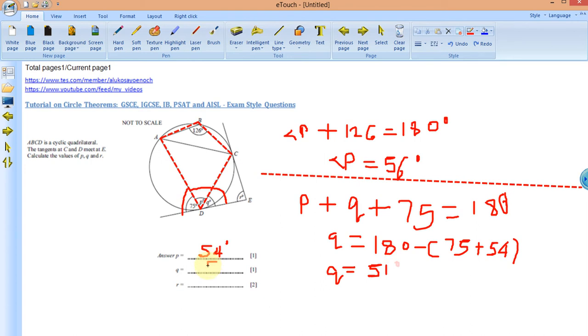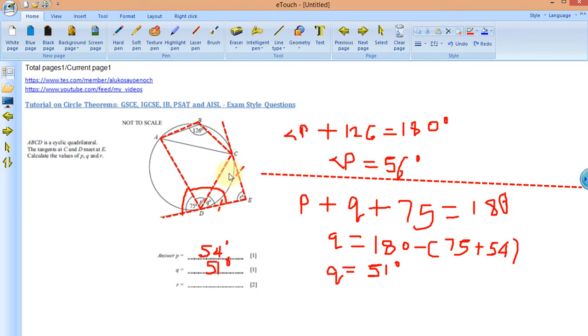So the answer here is 51 degrees. Okay, finally, looking for angle R now. This angle R. Okay, guys, there's no trouble again. We can just go with tangent. Now this line here, CE, is a tangent, and this ED too is a tangent, such that this side equals this side. Isosceles base angles are equal.